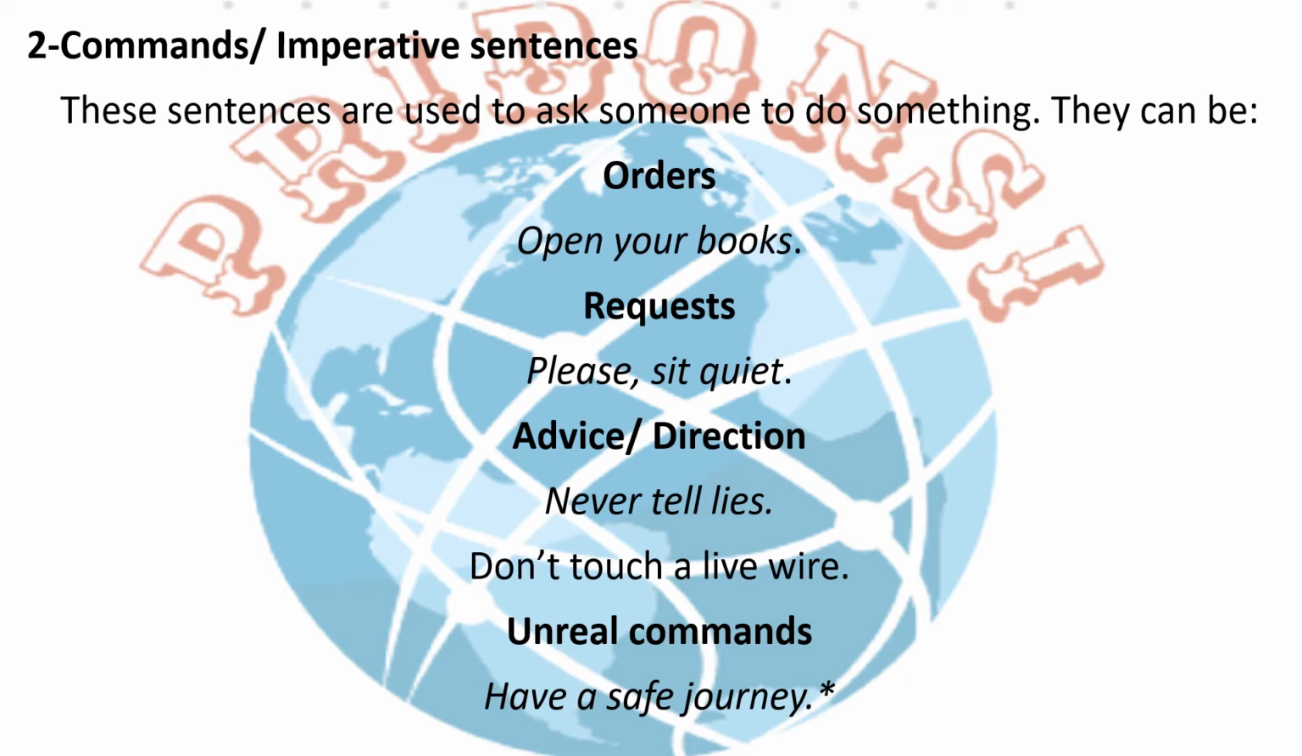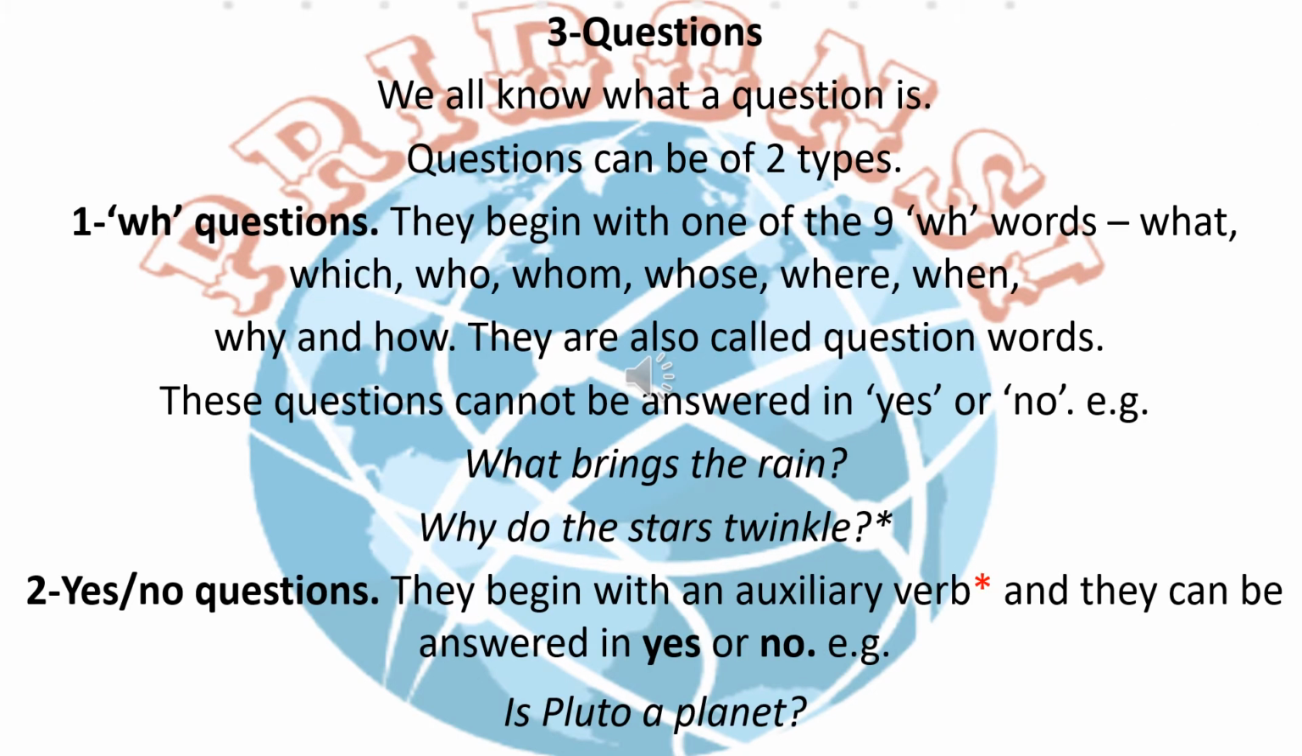Commands begin with the original form of the verb. In the negative, for example, to forbid somebody to do something, don't is used before the verb. The third type of sentences is questions. We call them interrogative sentences as well. We all know what a question is.